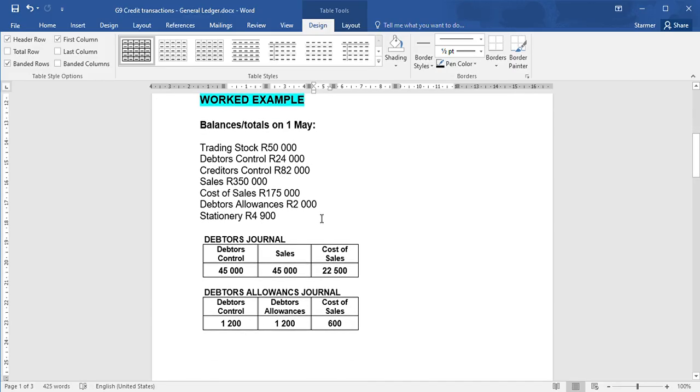And then you have a debtors allowances account, and debtors allowances is used when customers return stock to you. And I regard that account as a negative income. Sales is income, you've made the sale. If the stuff is returned, it's like you haven't made the sale, so debtors allowances is negative income. Alright, so let's start by filling in those balances.